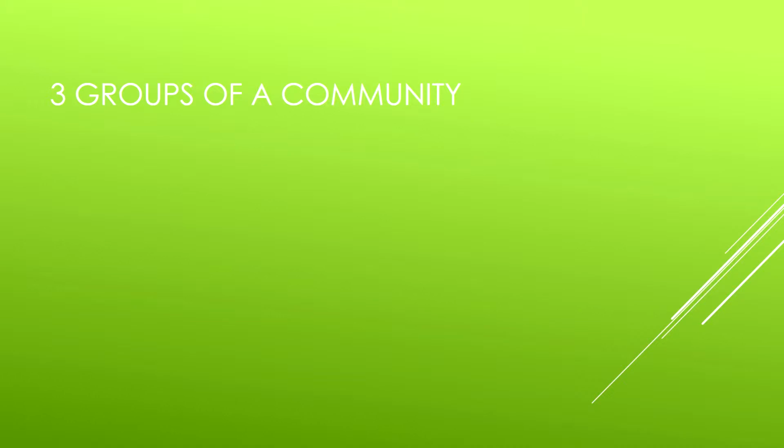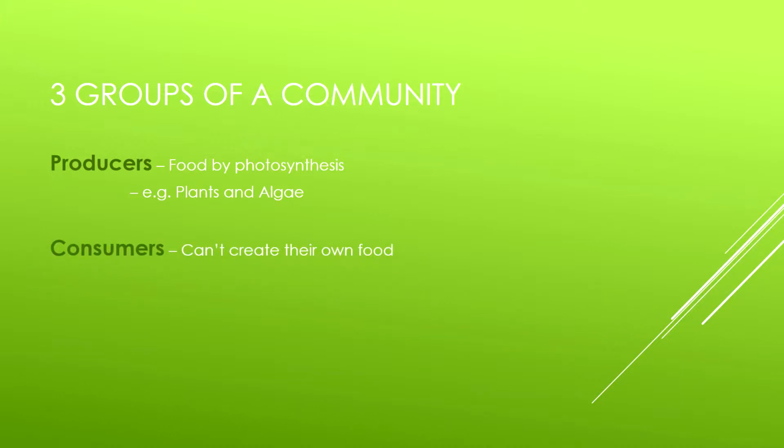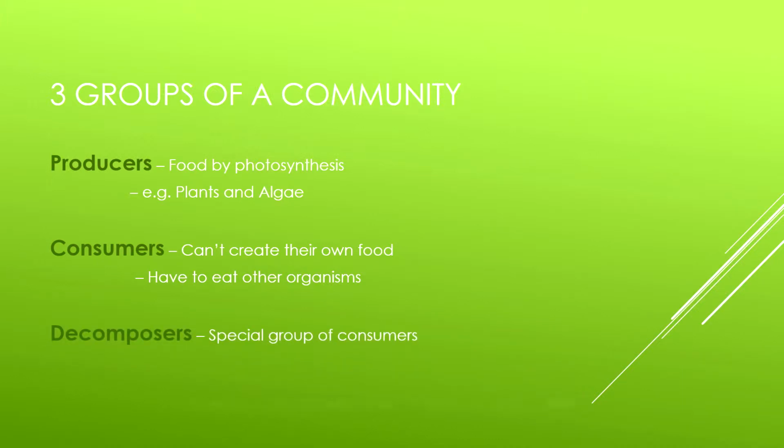There are three groups of a community, and this starts with the producers, which create their own food by photosynthesis, which are normally plants or algae, something like that. Then there are the consumers, which are normally animals. They can't create their own food, so they have to eat other animals to gain their energy. Then another type of consumers are the decomposers, which are a special group because they gain energy by feeding on the dead and decaying material of other organisms.